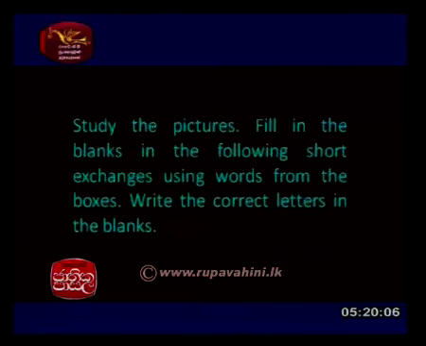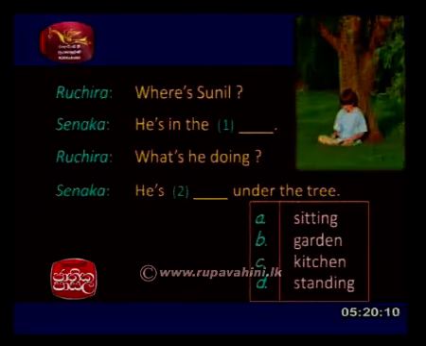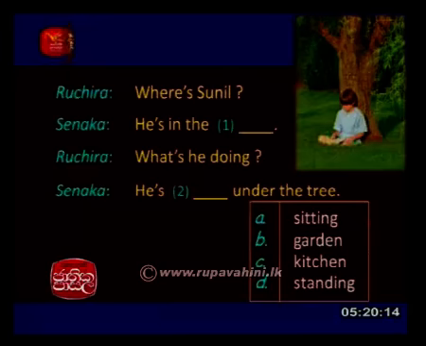Ruchira and Senaka. Right. Ruchira, where's Sunil? Senaka, he's in the blank. Ruchira, what's he doing? Senaka, he's blank under the tree. What are the words given there? Sitting, garden, kitchen, standing. Right.